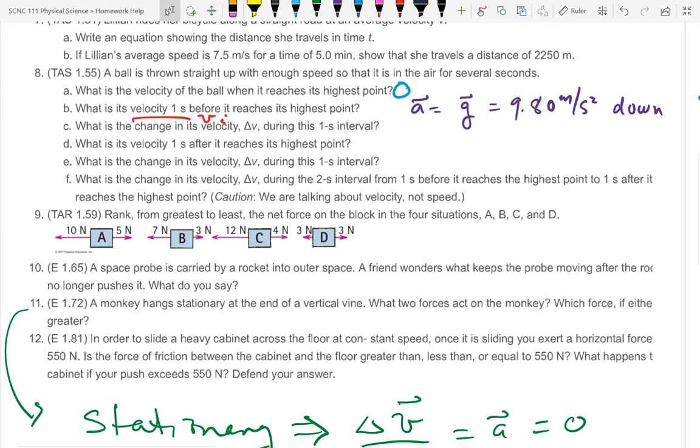Now, once you've done part B, part C is simple. What's the change in velocity? Change in is final minus initial. So since we just calculated the velocity 1 second before, our final is 0. Our initial is what we just calculated of 9.8 meters per second up. So the change in velocity is going to be 0 minus 9.8 meters per second up, or 9.8 meters per second down.